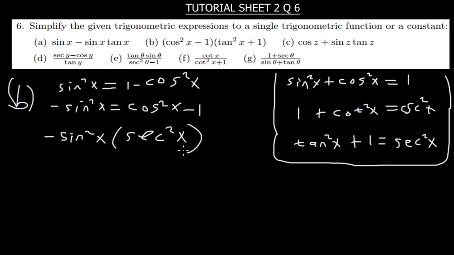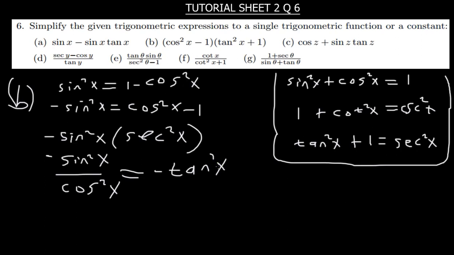Sec squared x is just the same as multiplying this sine squared x by 1 over cos squared x, which will give you cos squared x in the denominator. And then this can also be written as negative tan squared x. So this is the final answer. You've expressed it as a single trigonometric identity. So let's move on to the next question.